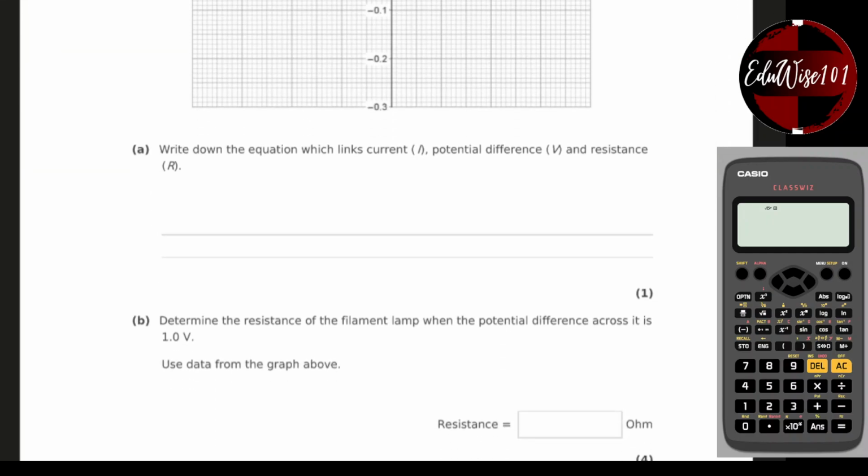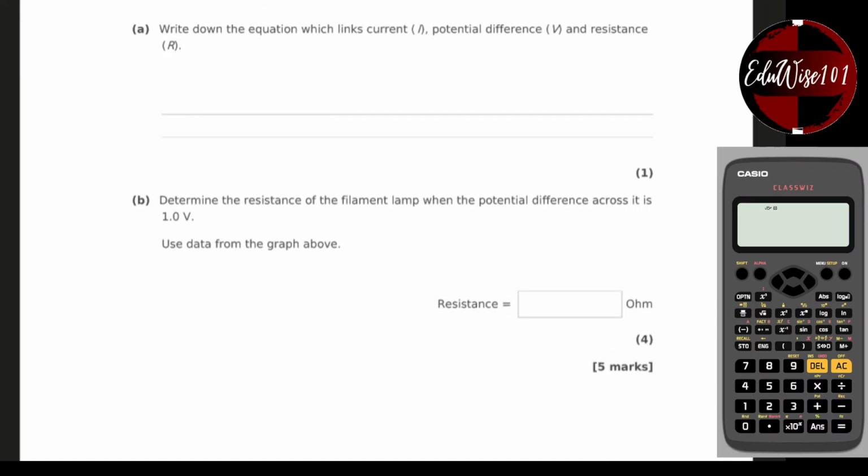Write down the equation which links current, potential difference and resistance. Part A, write the equation which links current, potential difference and resistance. So this is the equation V equals I R, which is potential difference equals the current multiplied by the resistance. You can write it as a symbol equation or word equation.